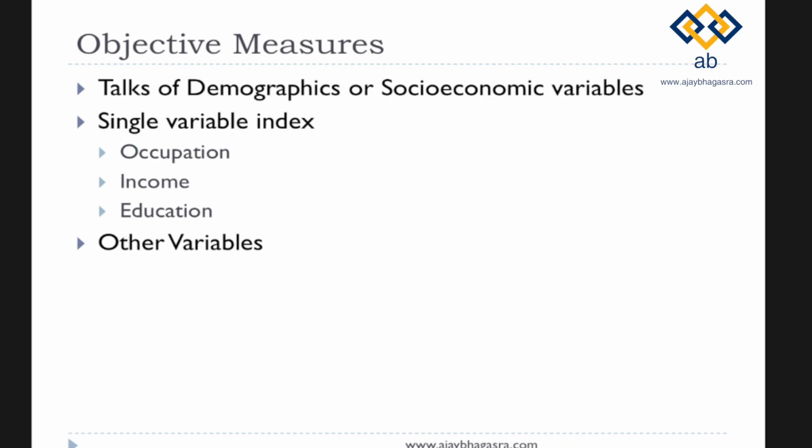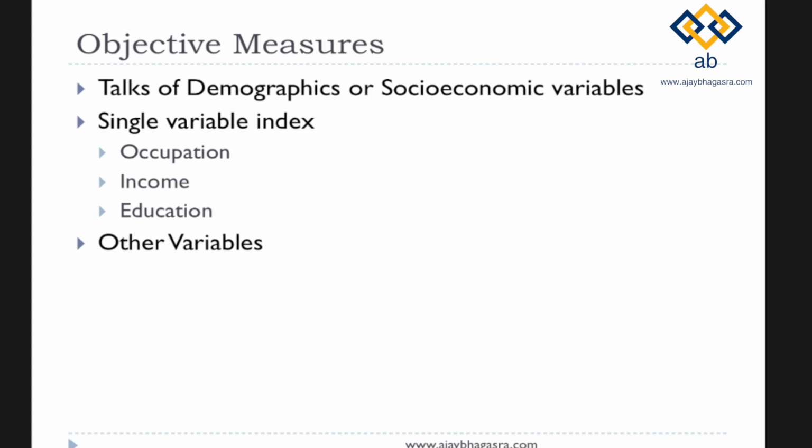The first is the single variable index. There you only take one status factor, and on the basis of it you decide that this is going to be the class of this gentleman. And then you also talk of the composite variable index. The composite variable index says that maybe one status factor is not sufficient to decide someone's class. So you have to take other factors also into consideration before finally deciding that this is his class.